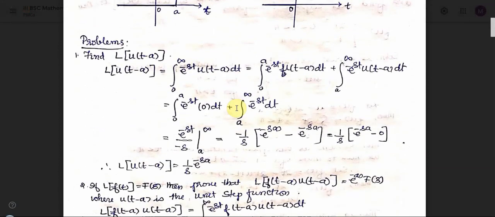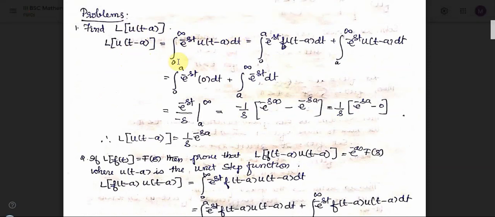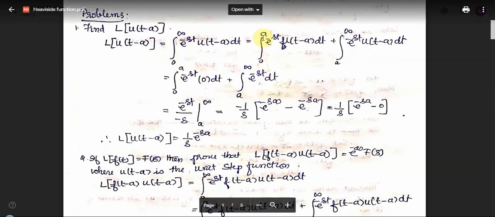We will study the Laplace transforms of the Heaviside function. Find L of u of t minus a. u of t minus a is nothing but the Heaviside function. We will use the definition. By definition, it is the integral from 0 to infinity of e power minus st, u of t minus a, dt. Since the function is defined in two parts, from 0 to a and from a to infinity, we will divide the integral at the breakpoint a.